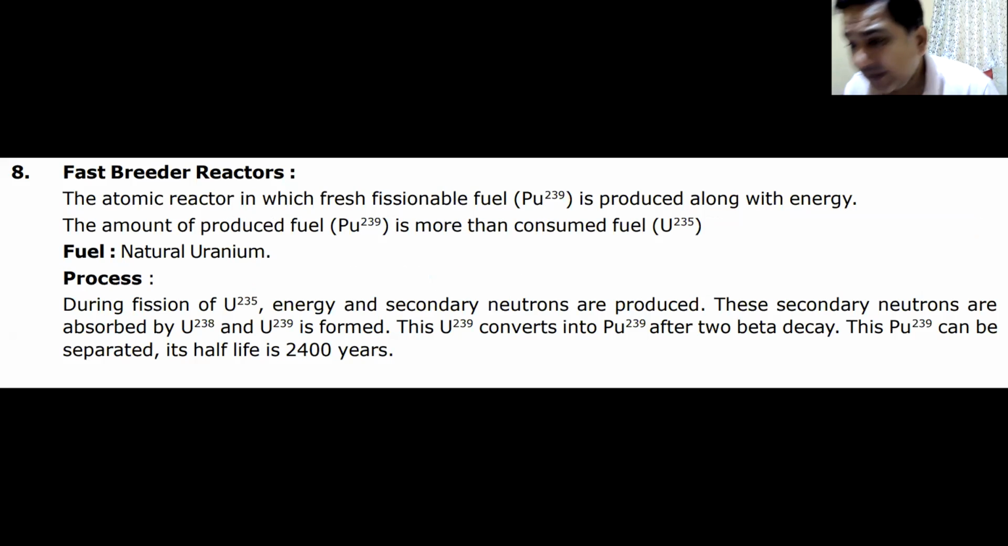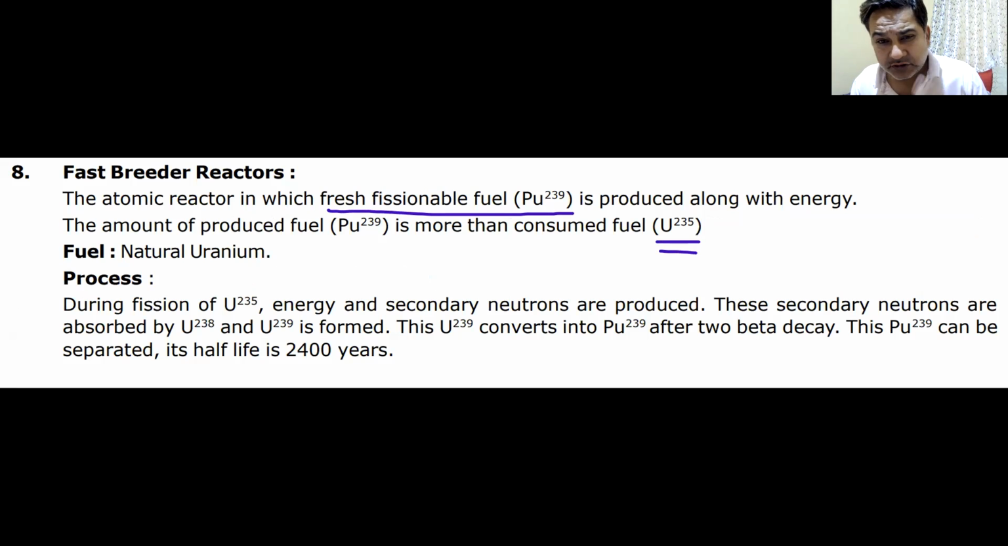Then there's something known as the fast breeder reactors. Again, I've seen questions coming on this, and that is why I'm going to do this. In short, what is a fast breeder reactor? You start with uranium U-235 to continue the process. But in the process, if you get plutonium Pu-239, then this reactor produces its own fuel.